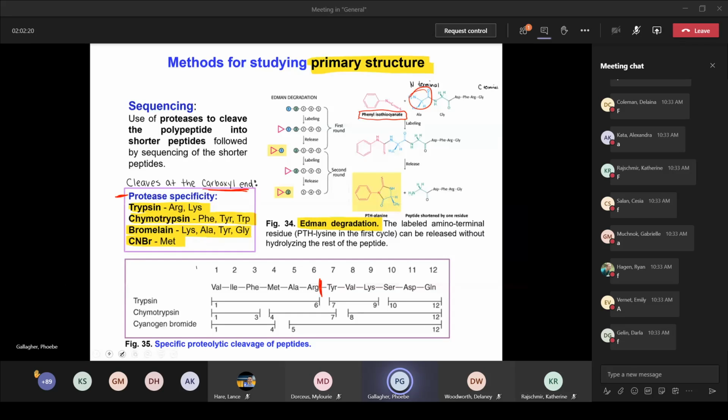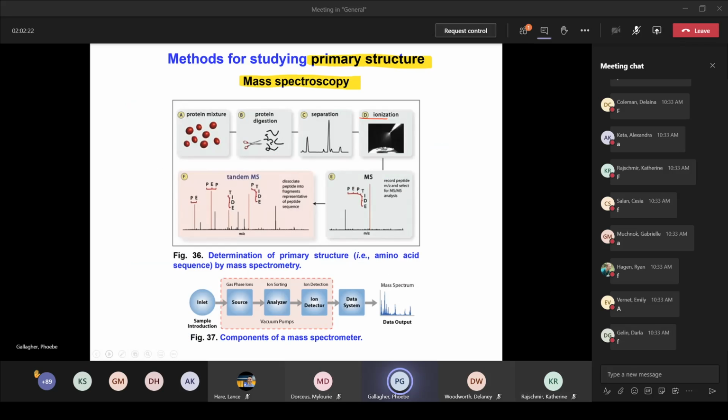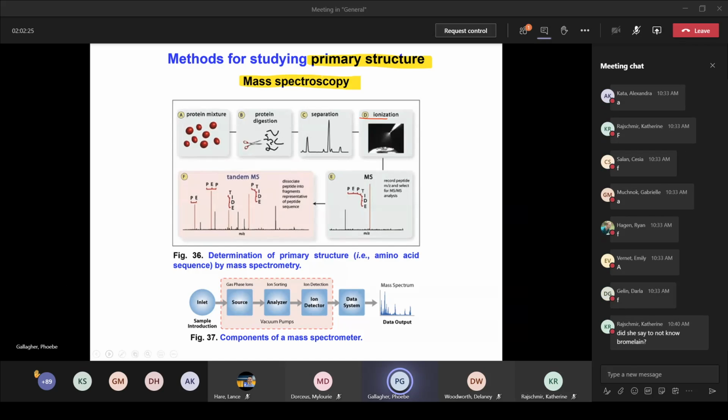Okay. So luckily for us, we don't have to know how mass spec works. You just have to associate the word primary structure and mass spec with each other. So if she asks you, how would you determine primary structure, and mass spectroscopy is one of the answer choices.